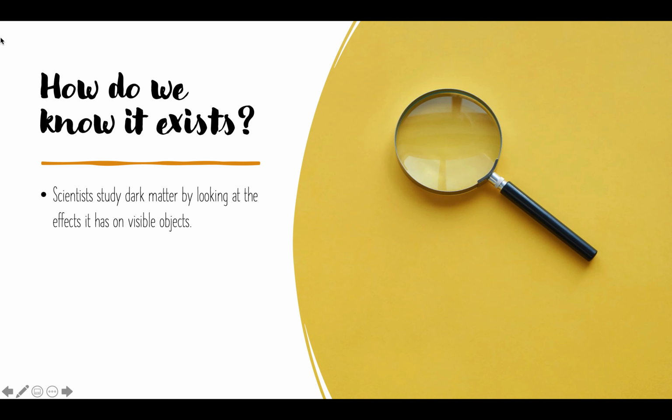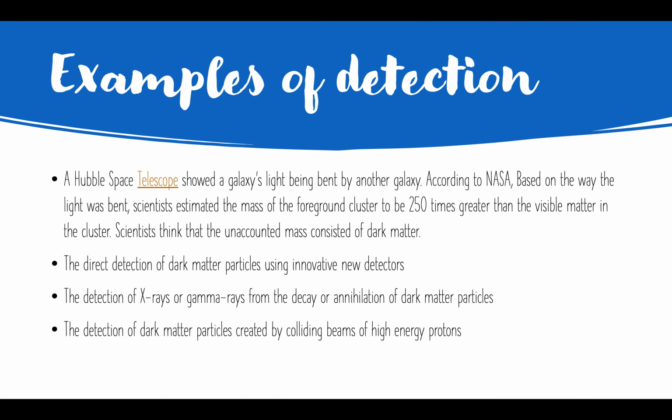So, how do we know that dark matter exists? Scientists study dark matter by looking at the effects that it has on visible objects. Largely, this is the way that they test the existence of it. So, some examples of detection are when a Hubble Space Telescope showed a galaxy's light being bent by another galaxy. According to NASA, based on the way the light bent, scientists estimated the mass of the foreground cluster to be 250 times greater than the visible matter in the cluster. So scientists think that the unaccounted mass consisted of dark matter.